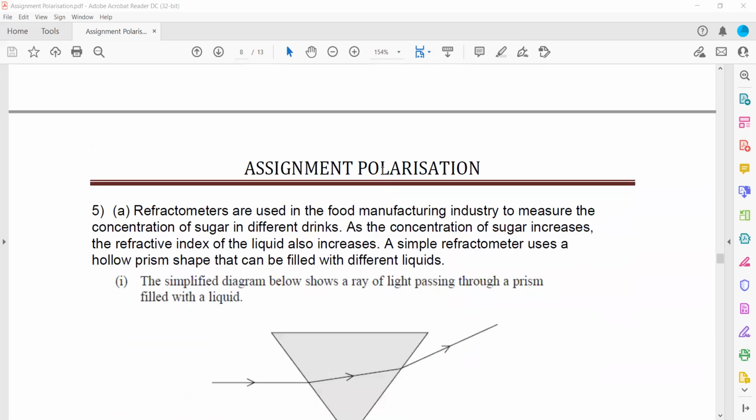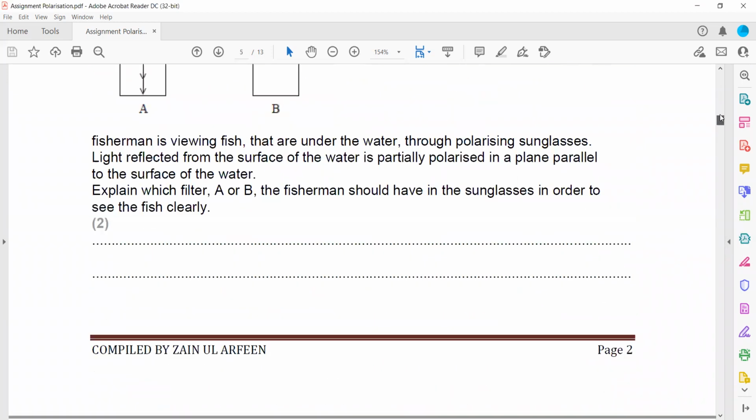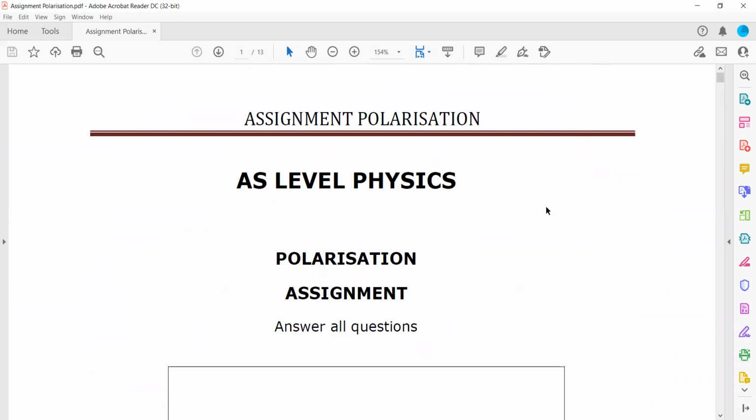So this was about polarization. The next session will do more questions related to the topic. So assignment, polarization.